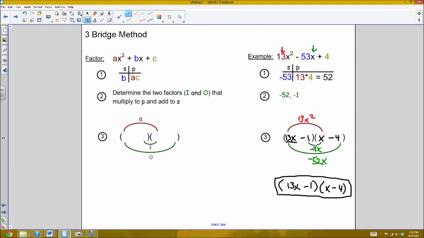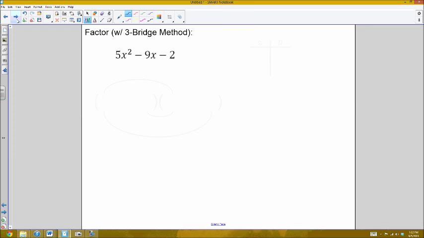Now remember, it doesn't matter which location you put the inner and outer values. You can check that if you did this again with negative 52x in this position and negative 1x in this position, you would end up with the same answer, except these two values would just be interchanged. Let's look at one more example of this three-bridge method in action.